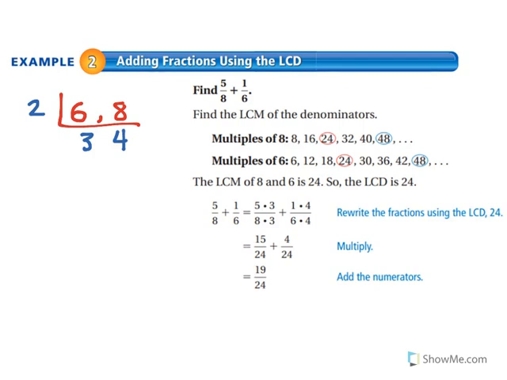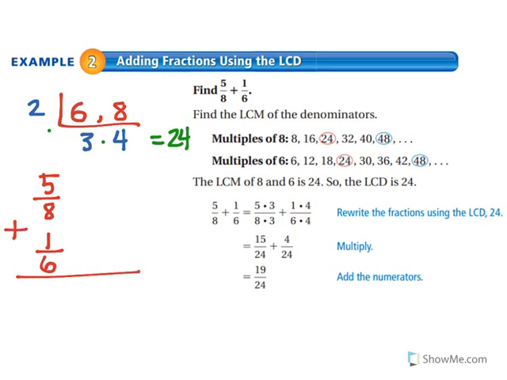So we are now left with 2, 3, and 4. So we're going to multiply. 2 times 3 is 6. 6 times 4 is 24. Now we have a common denominator. So what we're going to do is this. I'm going to put my fraction again. It is 5/8, and it's going to be 1/6.